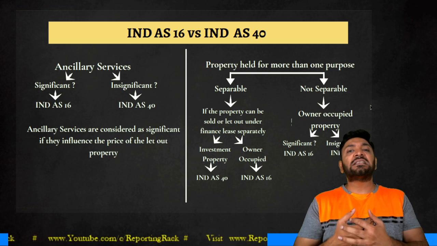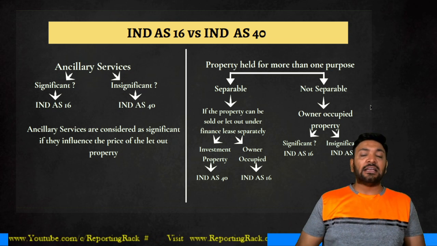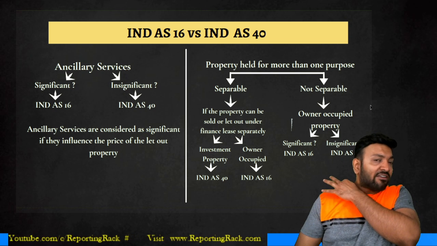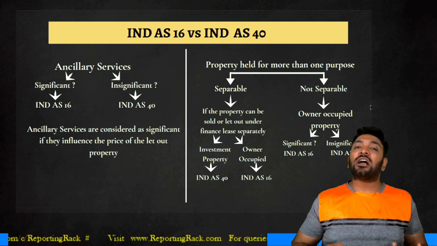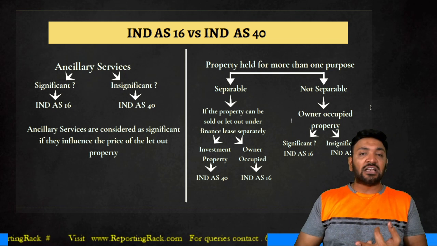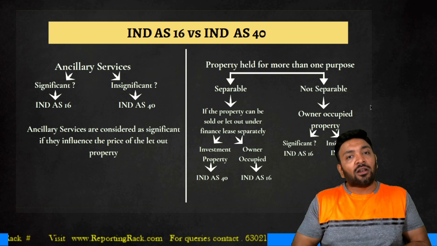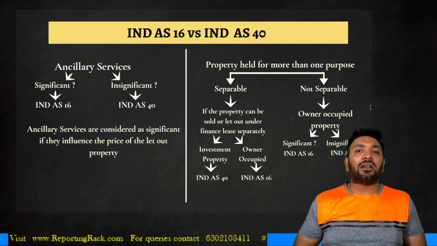However, if auxiliary services are insignificant, for example, I have a flat which I have leased out. While giving the flat on rent, I told the tenant that a watchman will be there, water facility is there, electricity facility is there, and those are things which are always there. If those facilities are not provided, I won't even take your property on lease.